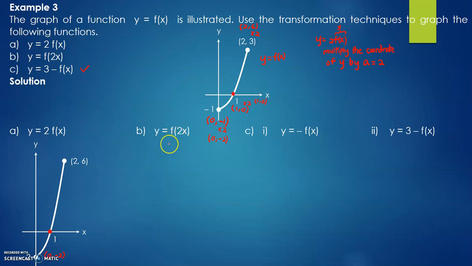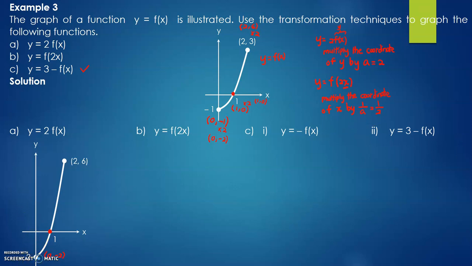Next, we look at the second graph, y equals f(2x). So y equals f(2x). In this case, here is x. We will multiply the coordinate of x by, remember, 1 over a. For x it is 1 over a, where our a in this question is 2. So it's 1 over 2. So we'll multiply the x coordinate by 1 over 2.